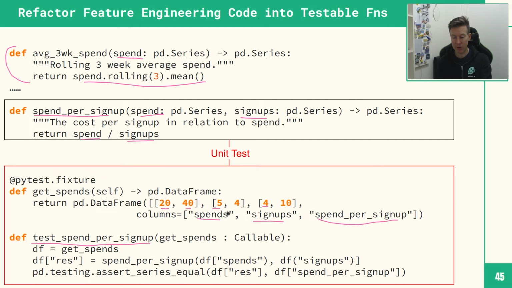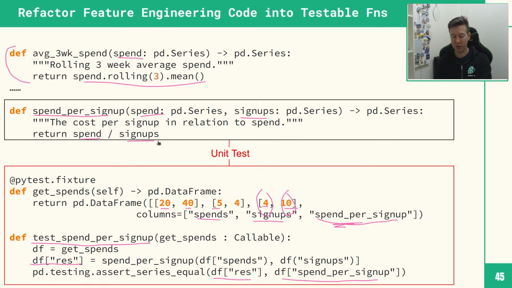And then we have 40 and 4, and we expect an output of 10. So when we call test spend per signup, this get spends will be our data frame with these 3 different columns, and we've got our 2 rows. What we want to do is then compute the spend per signup using the spends and signup columns that we supplied as input values, and we're going to get the answer in a res column. So this result column should be the same as the values that we supplied here in spend per signup. So it should be the same as 10 and 4.